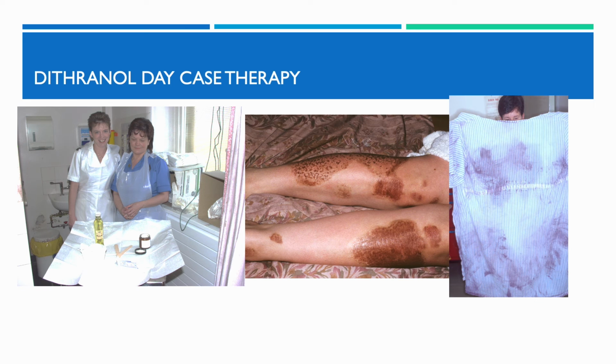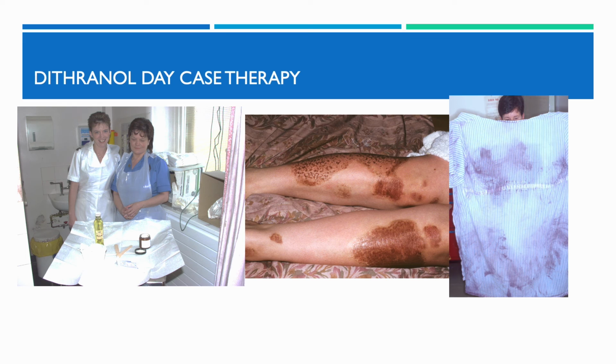So these two nurses here are experts in their application. You can see there's a little pot of dithronol paste and a spatula. The paste is accurately applied to the patches of psoriasis, and then it's powdered on top to stop it spreading. And you can see in the middle panel, this is somebody who's receiving dithronol.